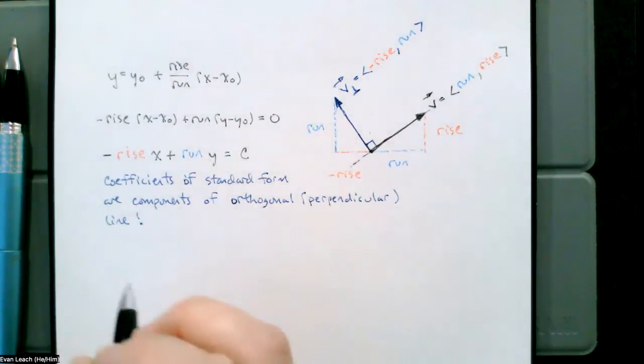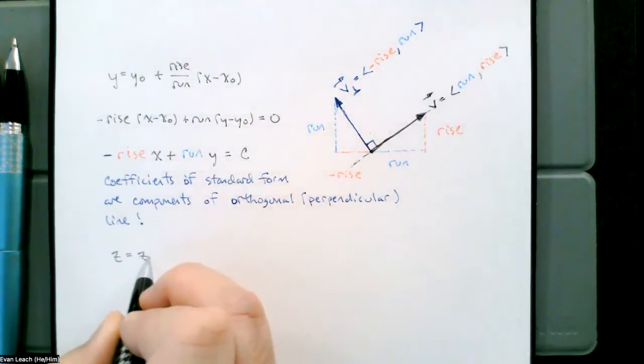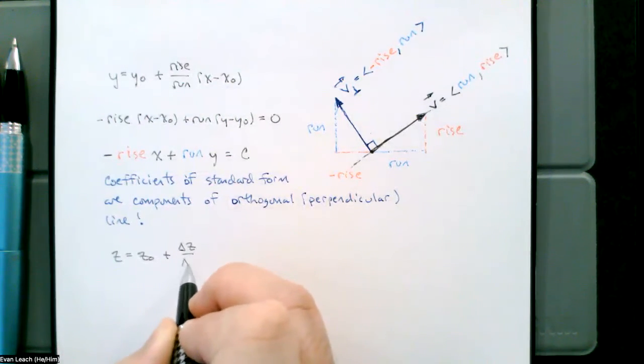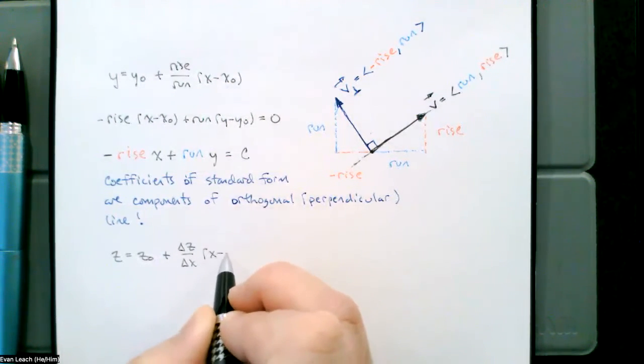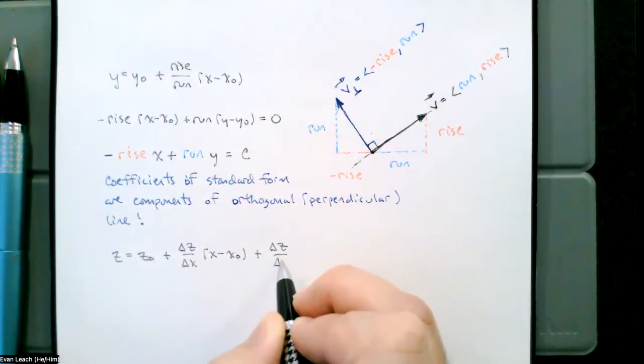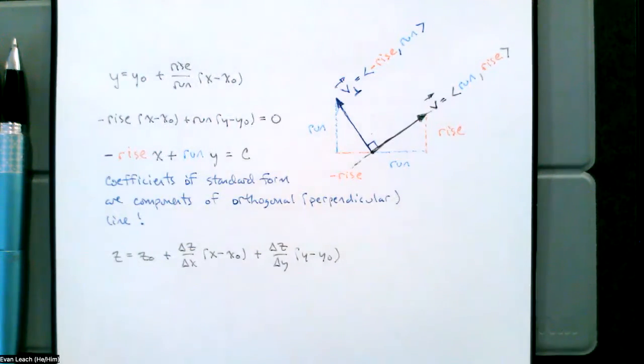So if we have the point, slope form of a plane, z equals z naught plus dz dx times x minus x naught plus dz dy times y minus y naught. We can do the same and write a standard equation for this plane.